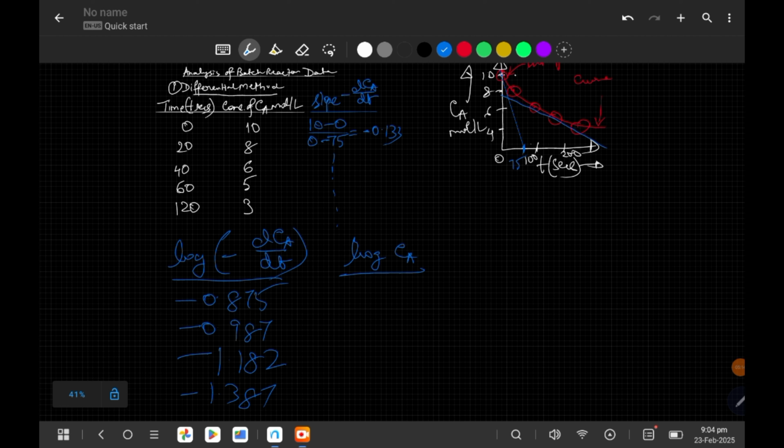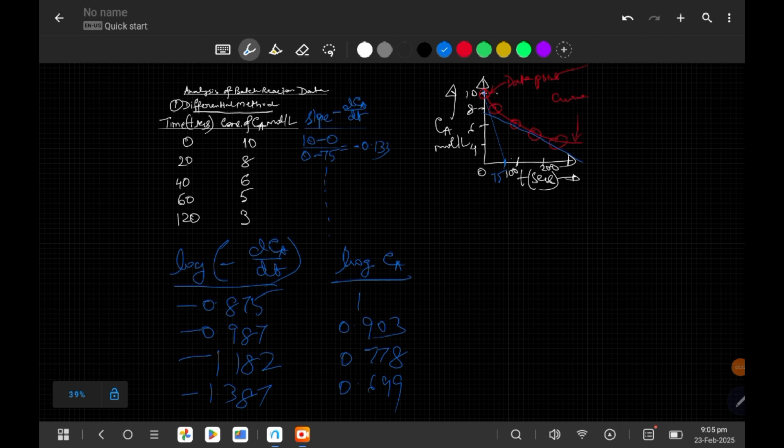At the same time, we will calculate the log value of Ca also. So if we calculate the first value, it will be 1. Second value will be 0.903. Third value will be 0.778. Fourth value will be 0.699. All right.